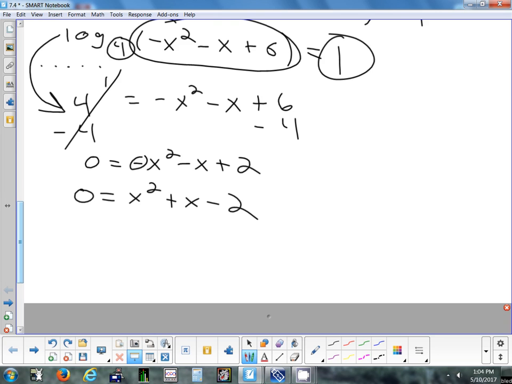Now we're ready to factor. Again, if you don't like factoring, but you remember quadratic formula better, do it that way. It doesn't matter how you do it. I like factoring because it's usually faster. What would be my first term in each parenthesis?